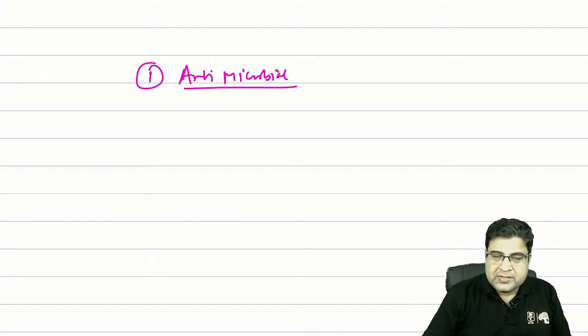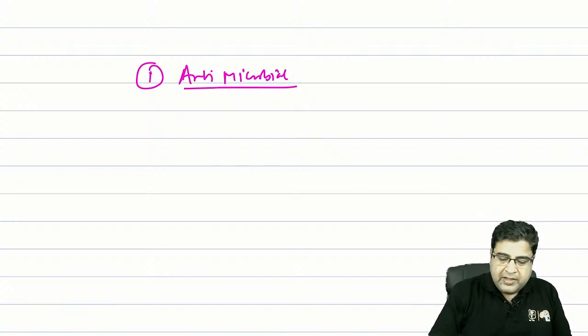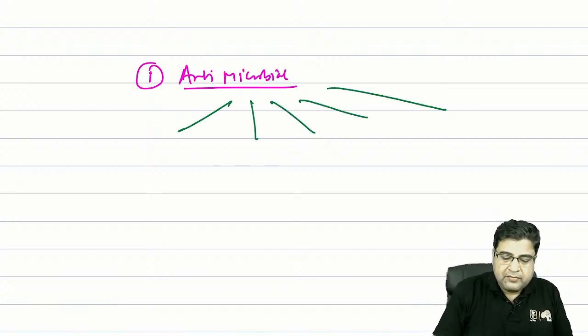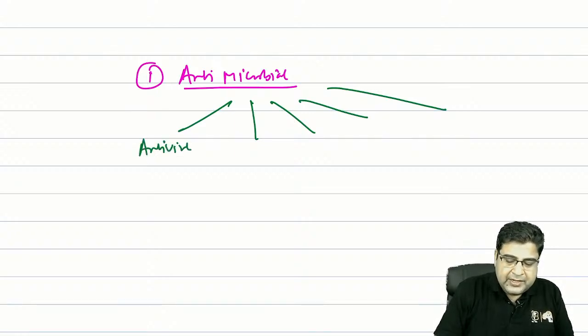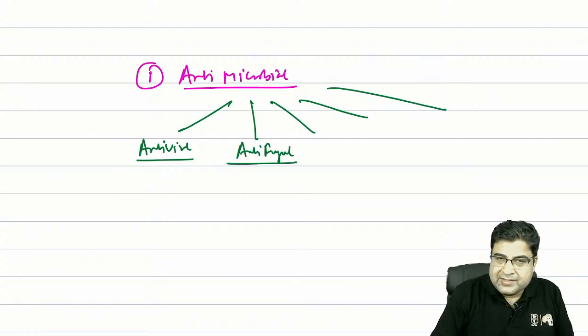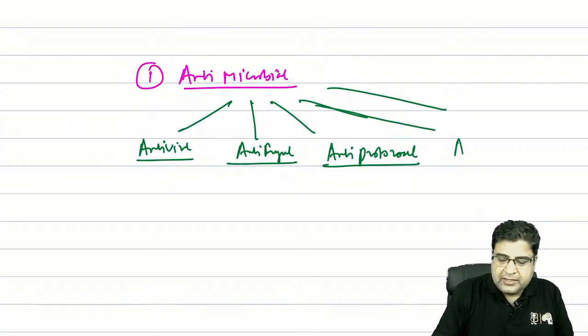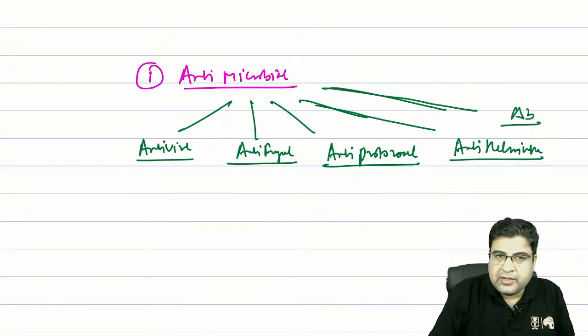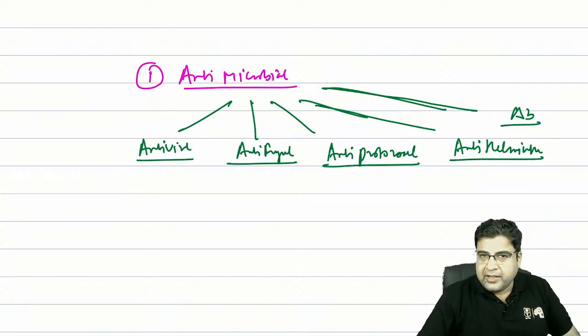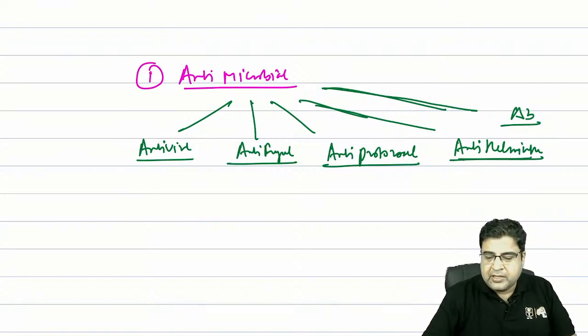If we talk about antimicrobials, there are 5 subtopics. First is antiviral. Second is antifungal. Third is antiprotozoal. The fourth topic is antihelminthic. And the fifth topic is antibiotics. So there are a total of 5 topics: antiviral, antifungal, antiprotozoal, antihelminthic, and antibiotics.